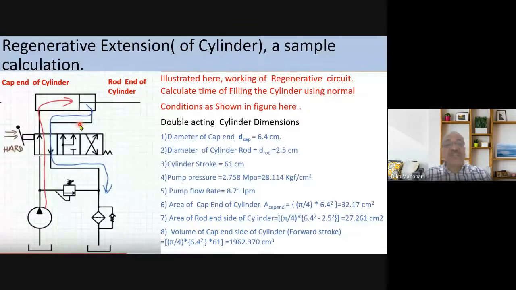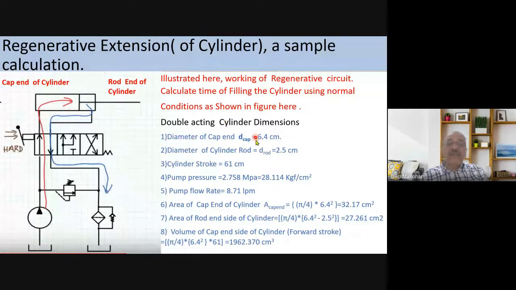I've just shown one regenerative calculation. What does it show? When you use a regenerative method, the time of extension becomes very small compared to the normal time of extension. Here there is some data.